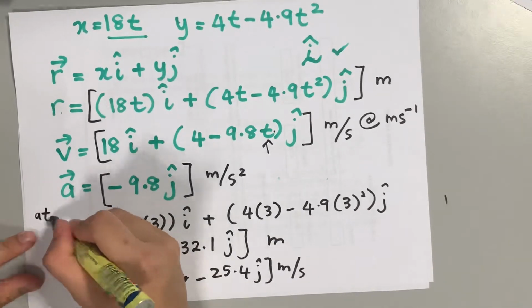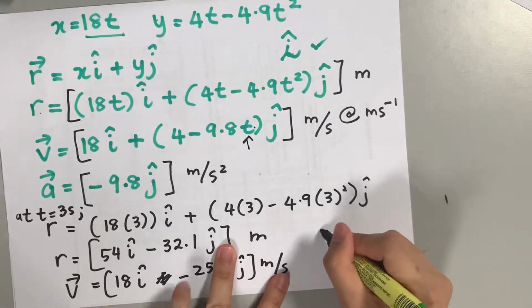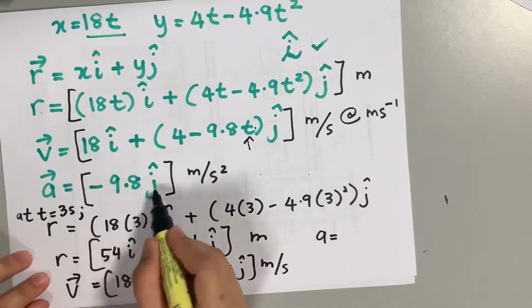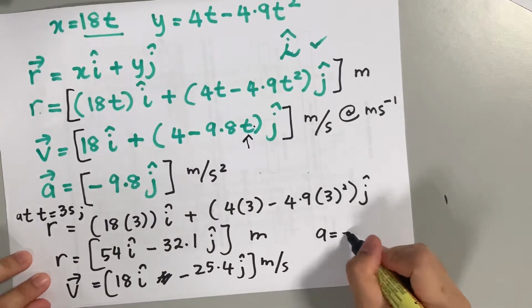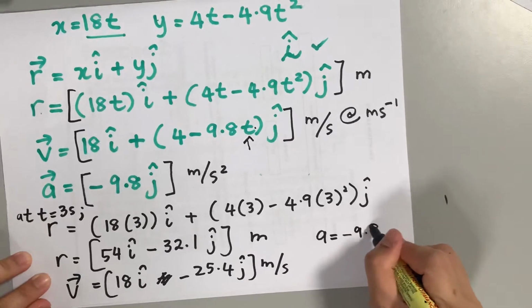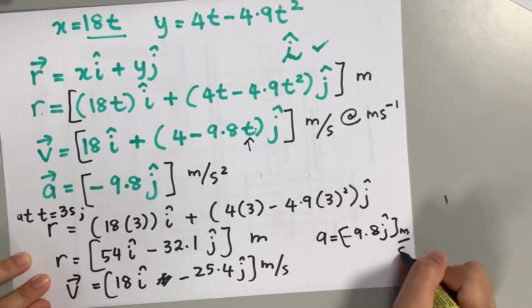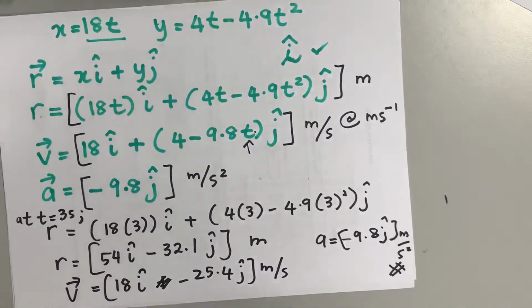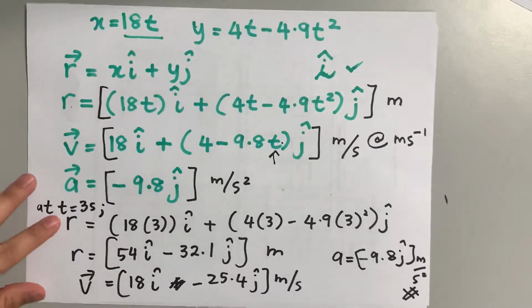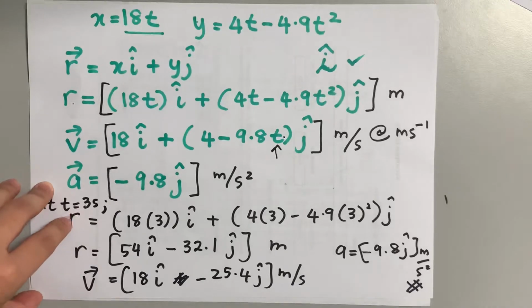This one at t is equal to 3 seconds. And for acceleration, is there any time here? No. So you just copy back negative 9.8 j meter per second squared. That's all for exercise 2. It's easy, right guys? If you learn physics, you have to be happy so you can solve easily.